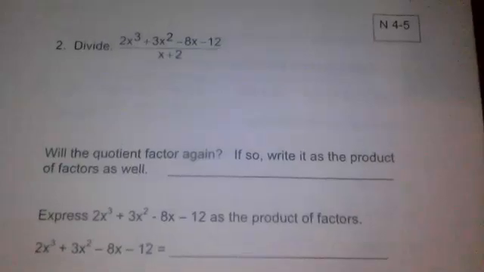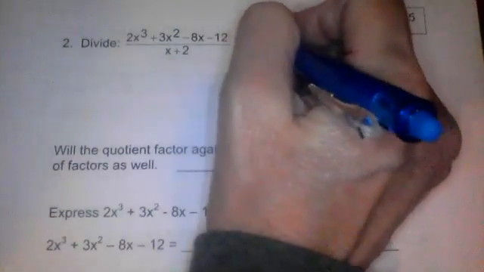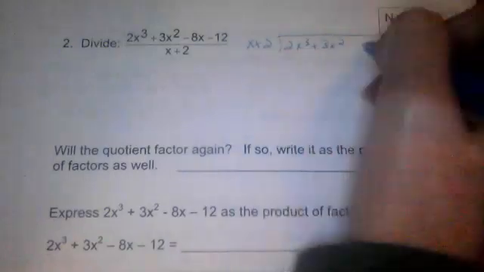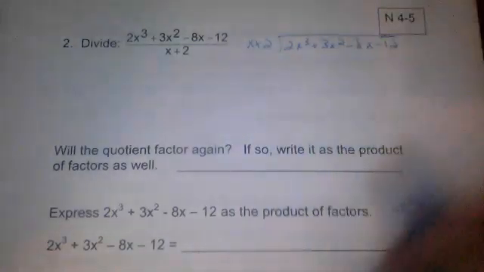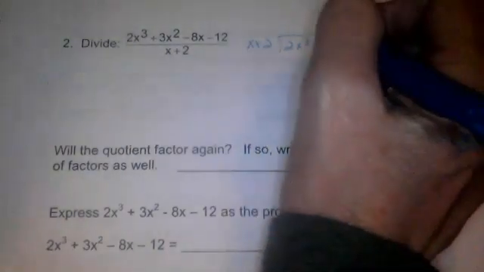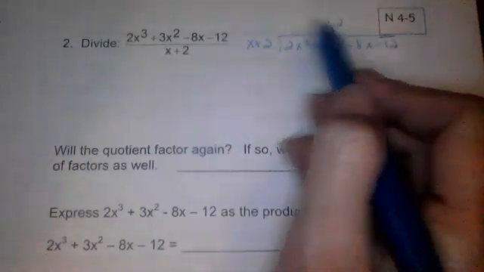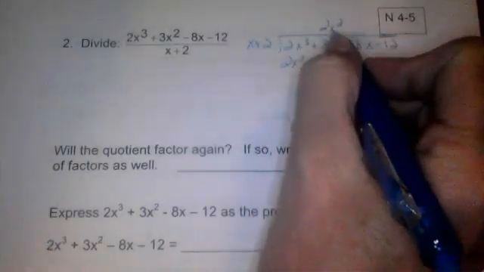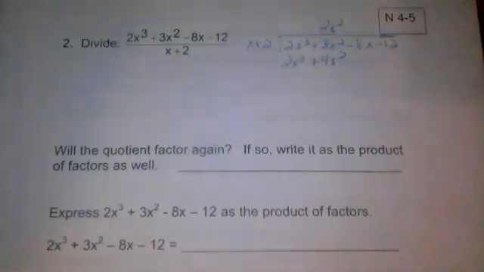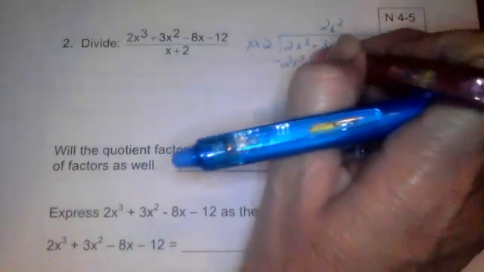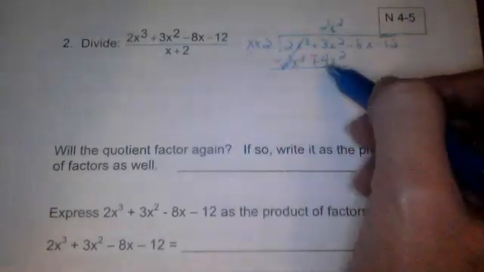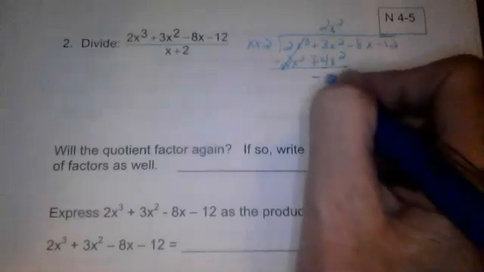All right, so we're going to try another one. So we have x plus 2, and we're dividing that into 2x cubed plus 3x squared minus 8x minus 12. So x will go into 2x cubed, 2x squared times. So 2x squared times x is 2x cubed. 2x squared times 2 would be plus 4x squared. And then we change the signs. And so these are gone. And I have 3x squared minus 4x squared, which would be negative 1x squared.